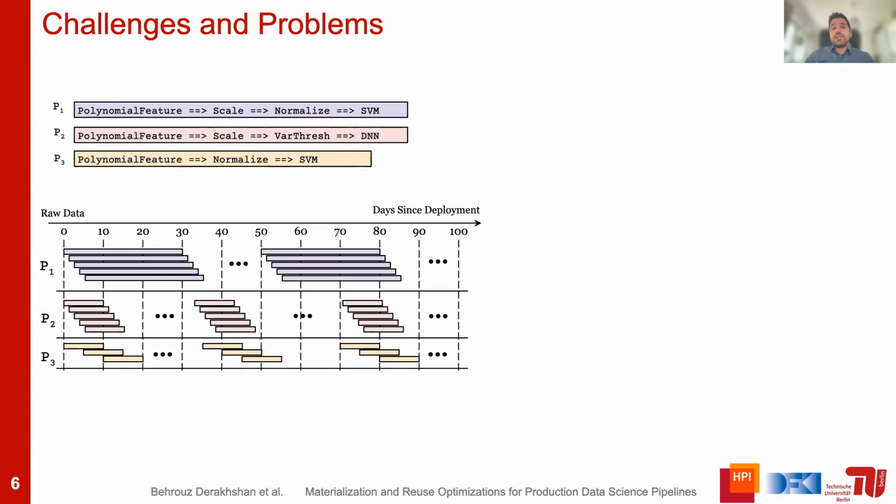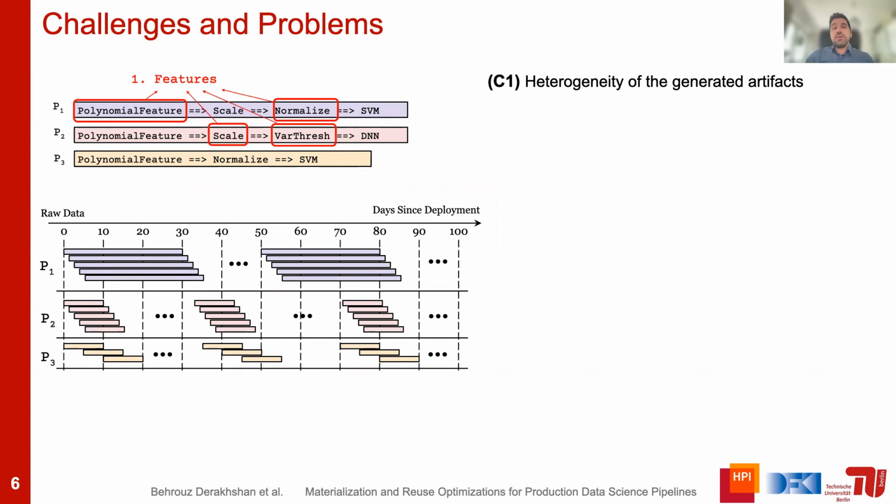There are also several challenges that we should address. First, the generated artifacts are heterogeneous. For example, components such as polynomial feature generator and normalize generate what we call feature artifacts, which are essentially rows of data. Components such as scale and variance threshold also generate features. However, as described earlier, they also generate internal statistics that are quite different from features. The pipelines also generate machine learning models that are stored and used differently from statistics and features.